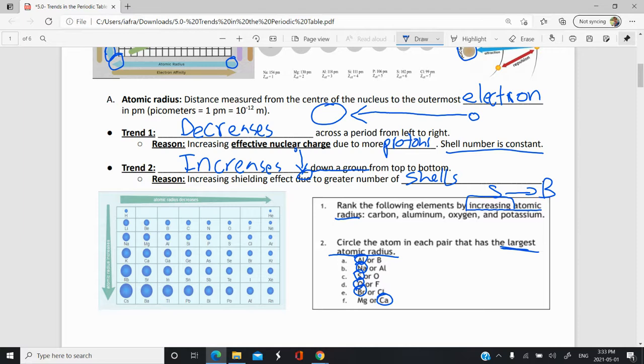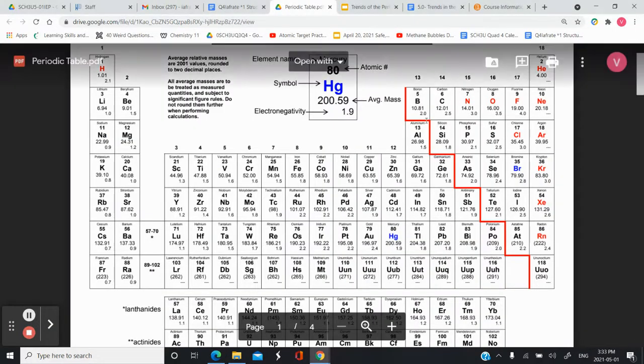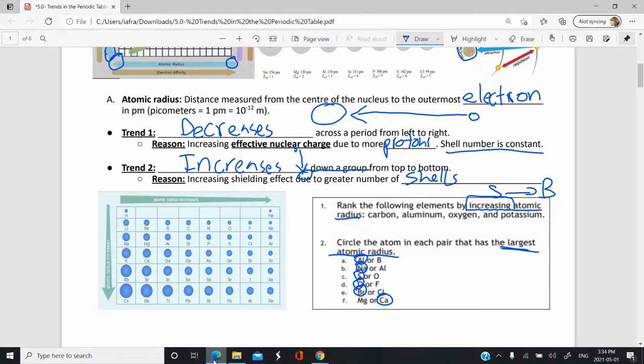So we have carbon, aluminum, oxygen, and potassium. And we need to figure out how to write this out. So let's go look at a couple elements here. Between carbon and oxygen, oxygen would be smaller because it's more to the right. So oxygen we know is smaller than carbon. So I'm going to start ranking some of the elements here. So oxygen, carbon, and I did those two. Okay, great.